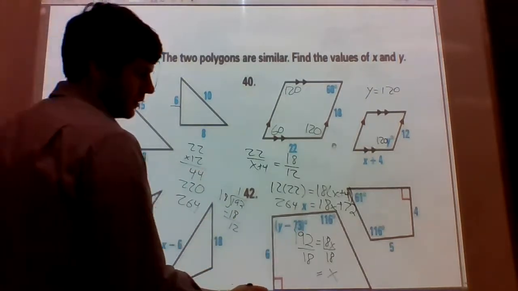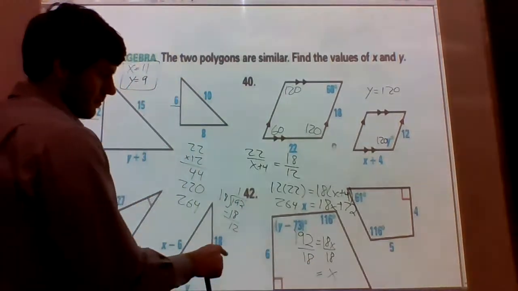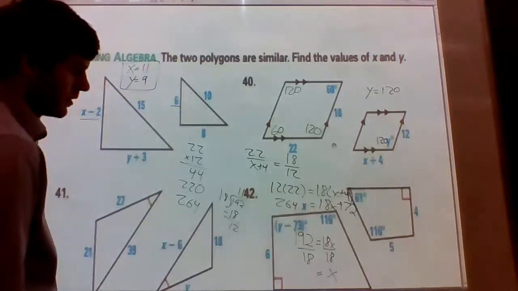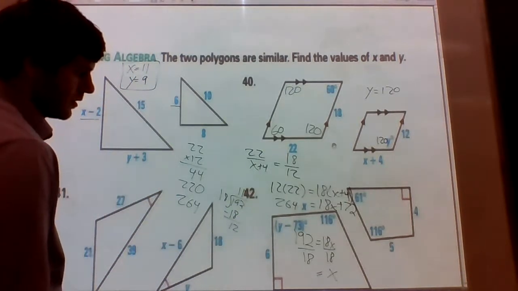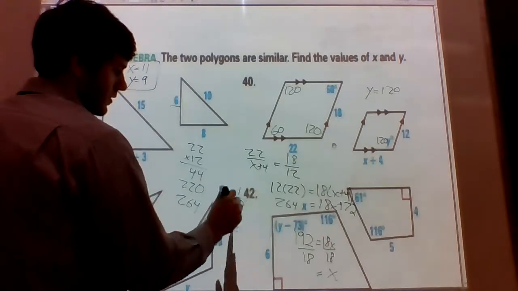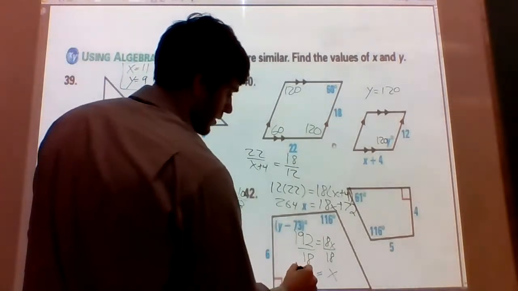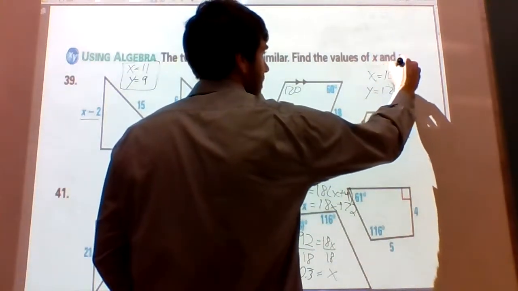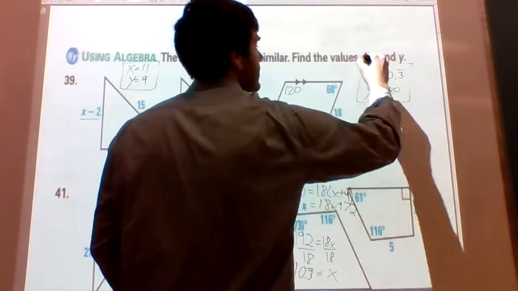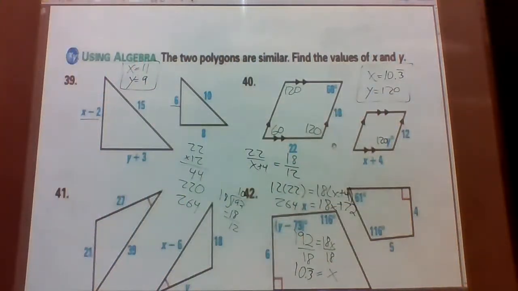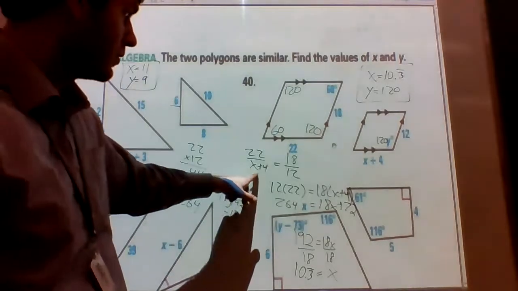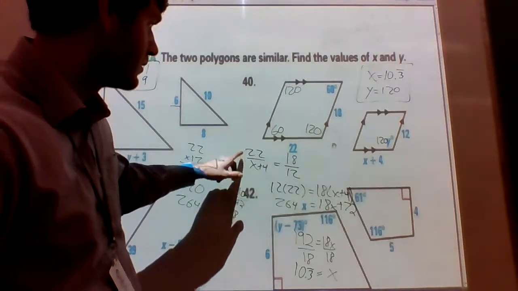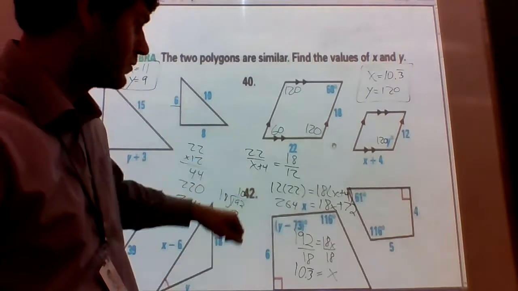10.3 repeating. Okay, so we get x equals 10.3 repeating. Okay, that's 10 and 1/3. Let me check our answer. We put 10 and 1/3 here, so 14 and 1/3. 22 divided by 14 and 1/3 should be 3/2.